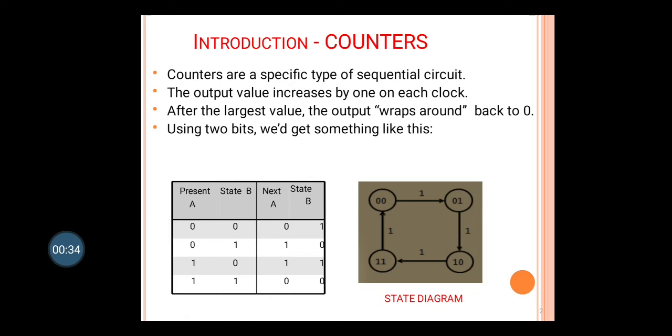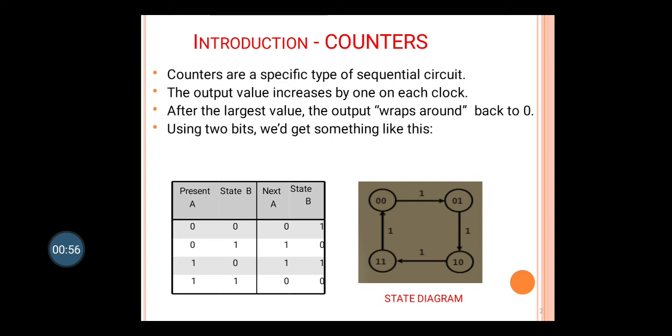The next output by default will be 0 1, then 1 0, then 1 1, and again it will come to the initial state, that is 0 0. So it goes on, and that is the counter. Here you can see the state diagram. The state diagram is a diagram showing the output combinations.